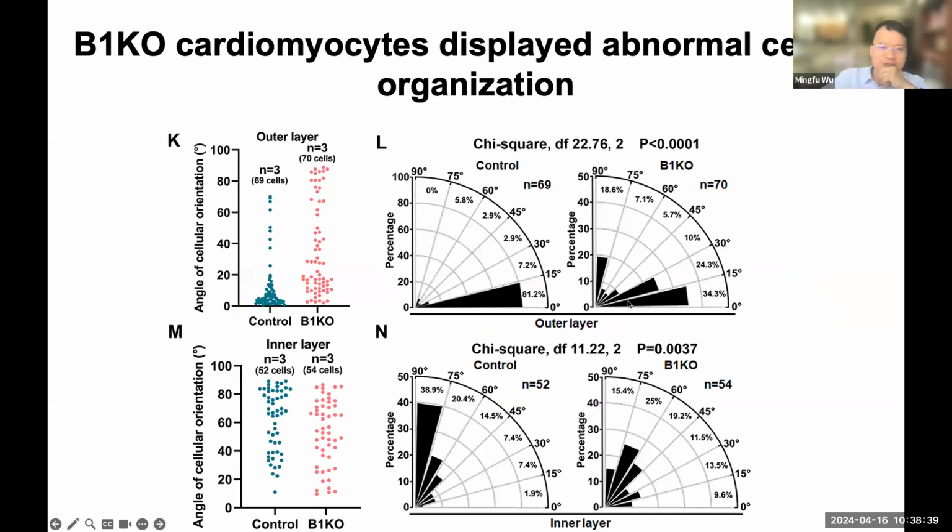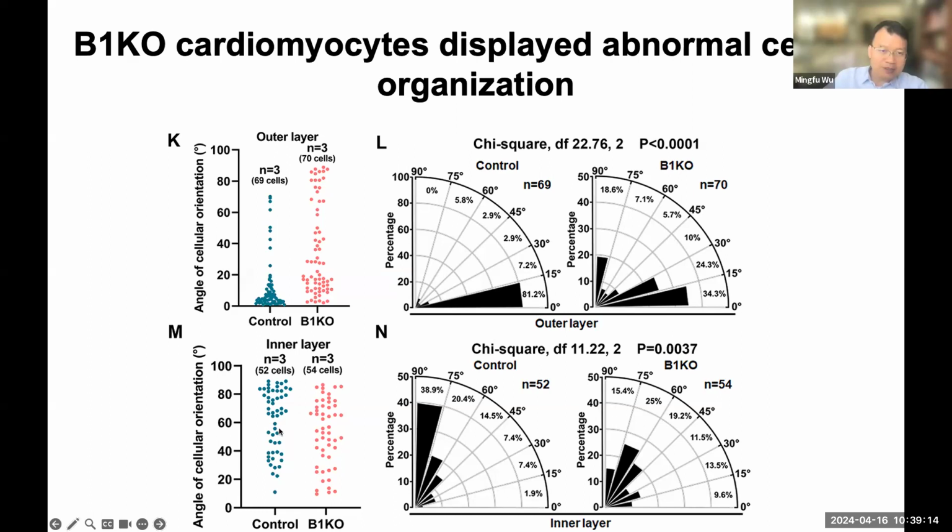And we also measured the cell orientation, the angles between the cell surface and the cell orientation. Here we measured the cardiomyocytes in the outer layer, and here shows the distribution pattern. We can see about 80% of cells display an angle less than 15 degrees. But in the knockout, only 34% of them display an angle less than 15. And you can see some cells display a perpendicular orientation.